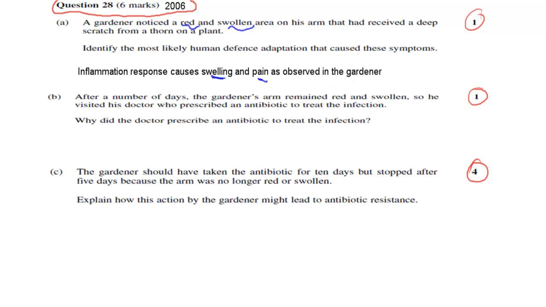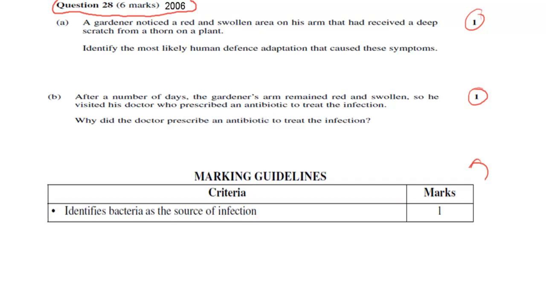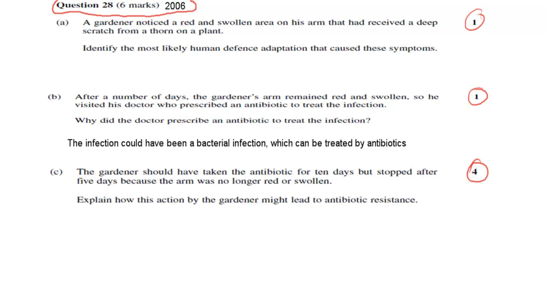Alright, so next one is, after a number of days, the gardener's arms remain swollen. Why did the doctor prescribe the actual antibiotics? So here, identify the bacteria as a source of infection. So thereby, it could have been possibly a bacteria infection. Right? So infection could have been bacterial infection, which can be treated by antibiotics. That's all you have to write for this one to get you 1 mark out of 1.